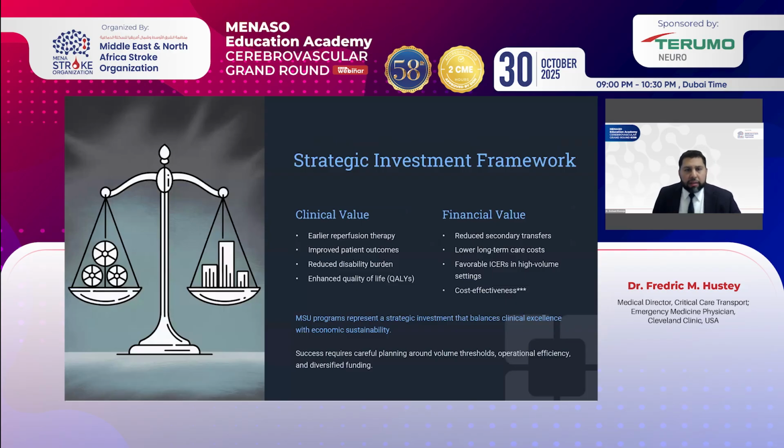So if we're thinking about the strategic investment framework, we know the clinical value now, right? We know that MSUs lead to earlier reperfusion, improved outcomes, reduced disability, and enhanced quality of life. And if it's done correctly, in the right environment, it can bring financial value by reducing secondary transfers, by lowering long-term costs, and can also be favorable from a cost effectiveness perspective. And so really, it requires careful planning around our volume thresholds, operational efficiency, and diversified funding.